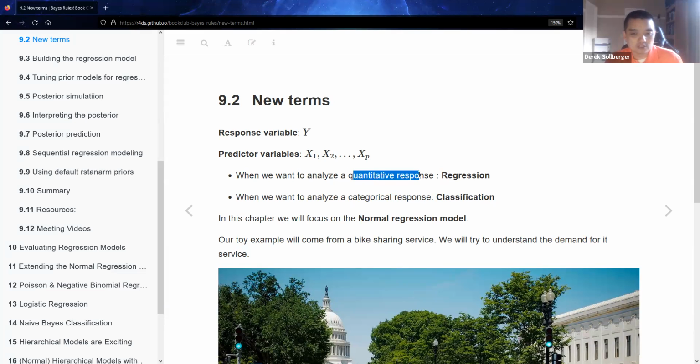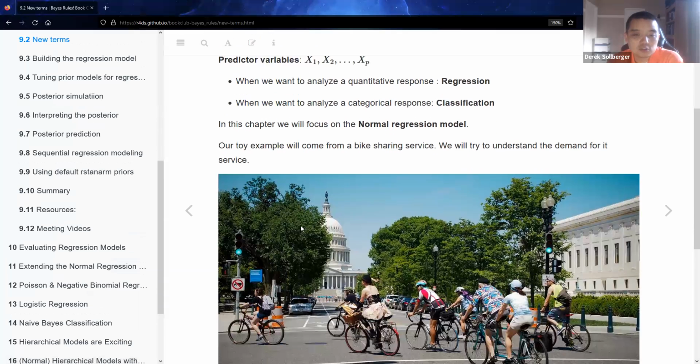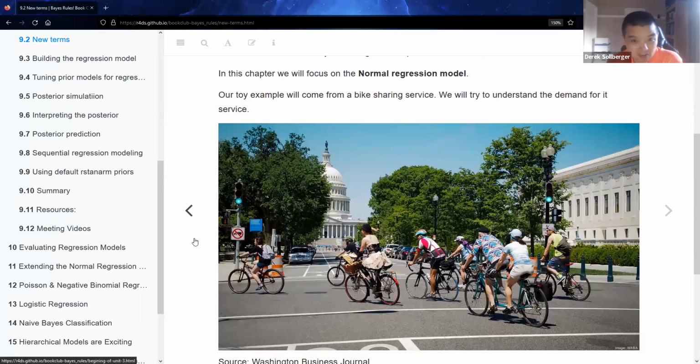Today, with the quantitative response, we're going to focus on building a regression model, and a lot that's going on in the background that I might not mention much today relies on normal distributions. So we call this the normal regression model. Our toy example today talks about bicycling in Washington, D.C., and we're going to try to understand the demand for it.